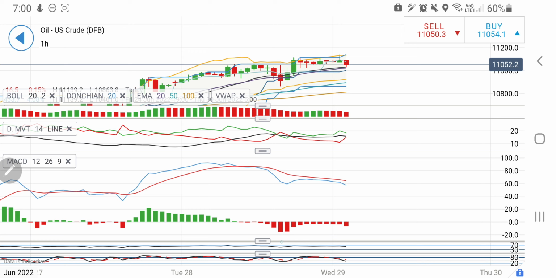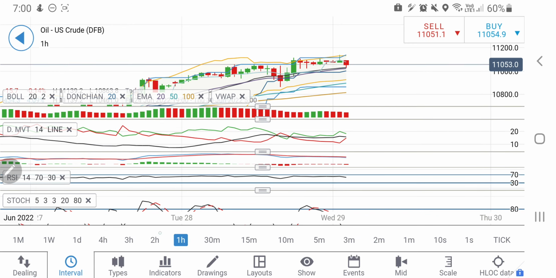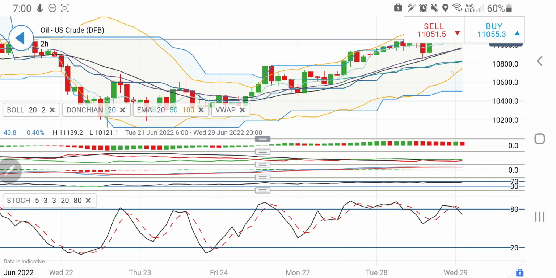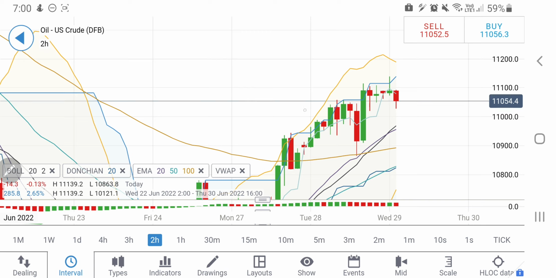The MACD is divergent and it is bearish on the hourly charts. RSI looking downwards, stochastic looking downwards. And if you look at the 2-hour charts, similarly you will find that it is trying to give a breakout. It failed to sustain the higher levels, and yes, this is also near the top of the channel but failed to sustain above these levels, and now trying to pull back.